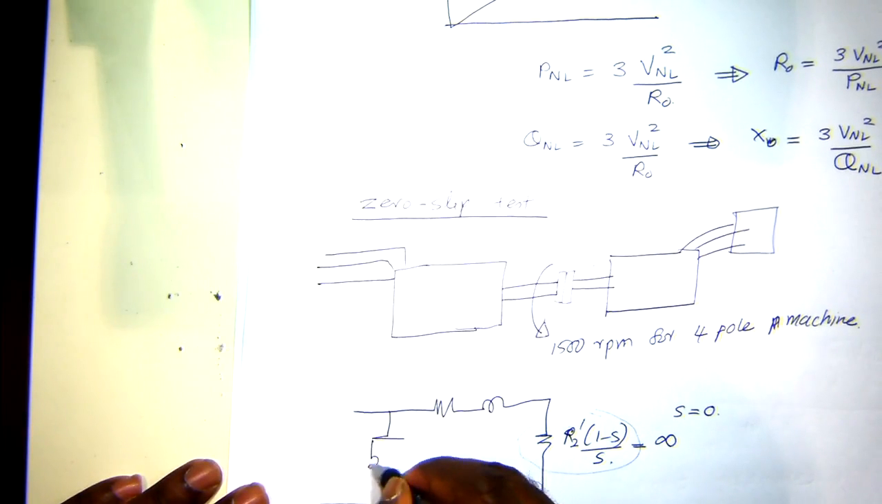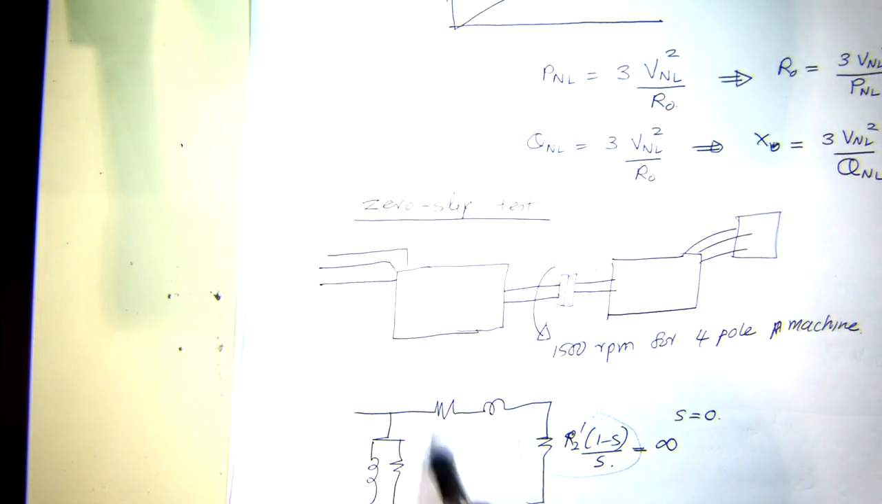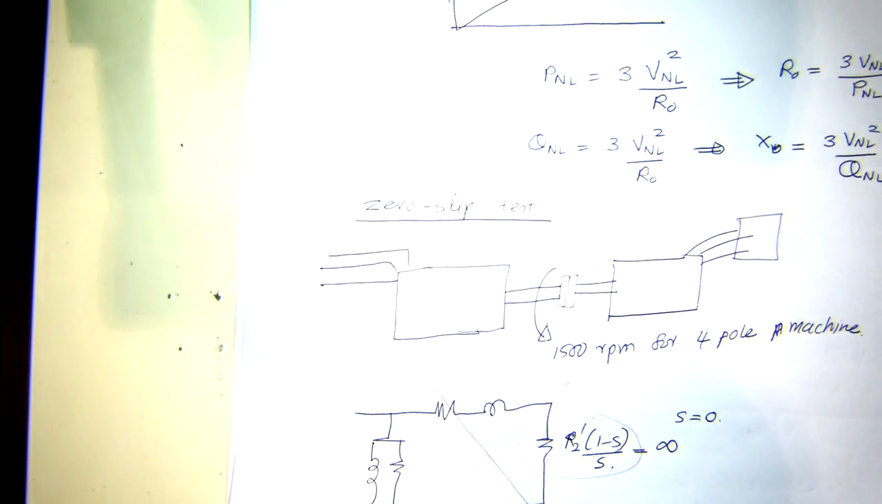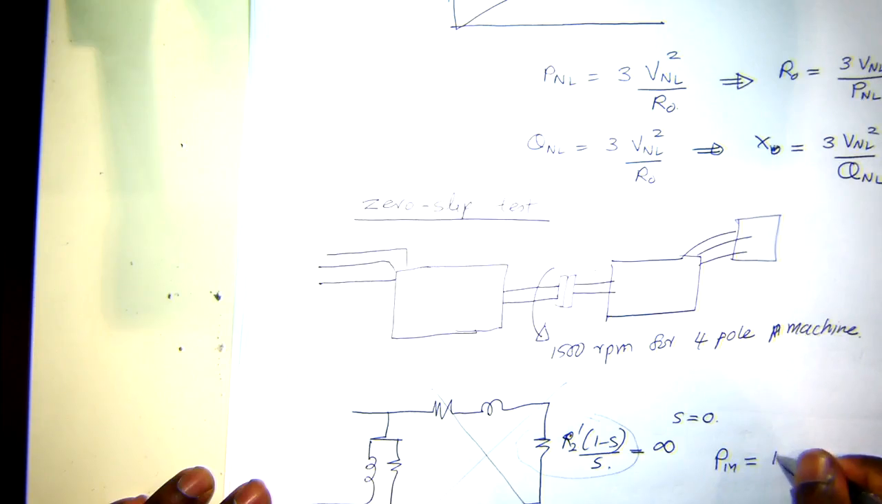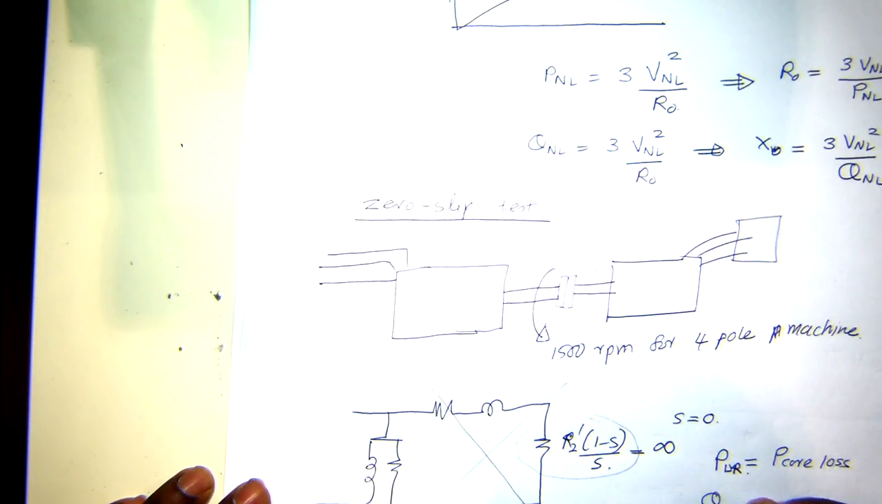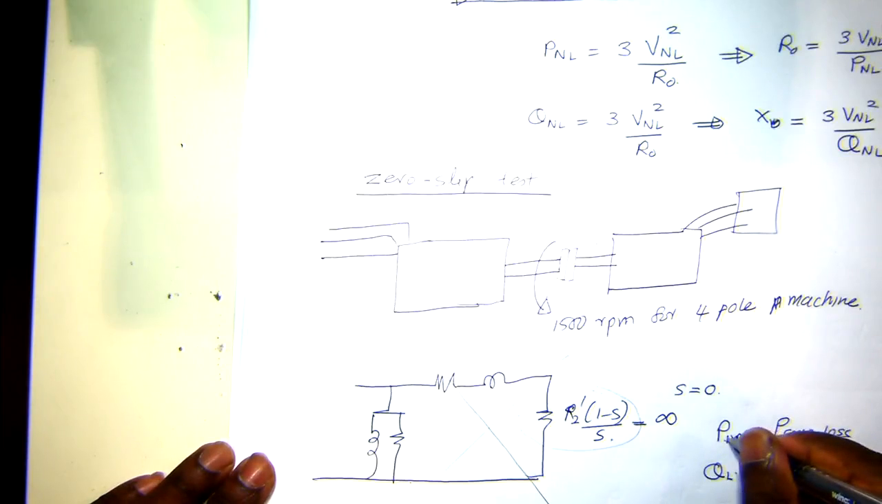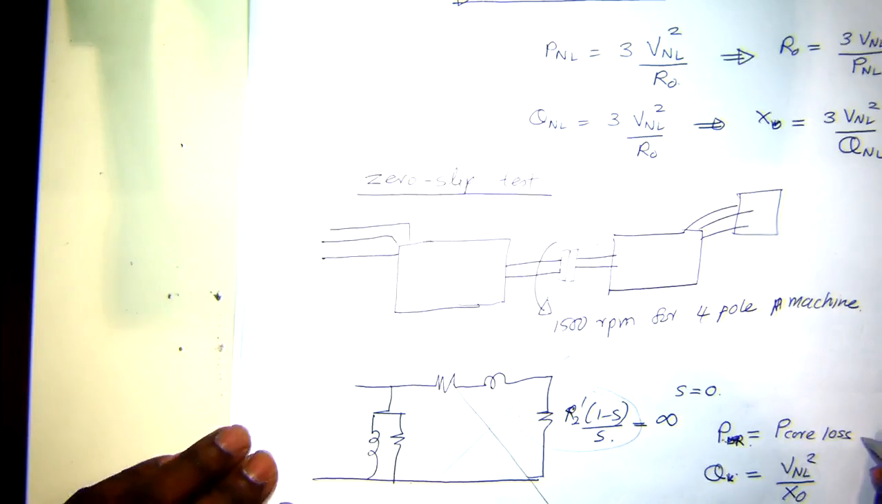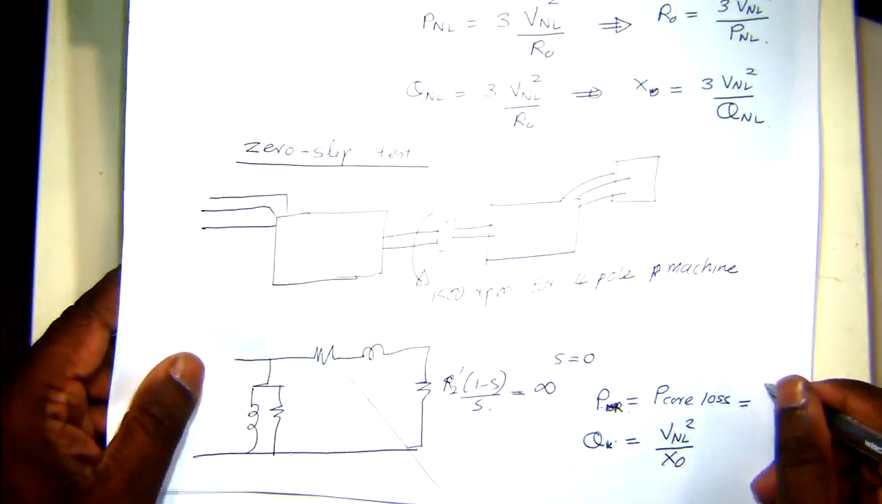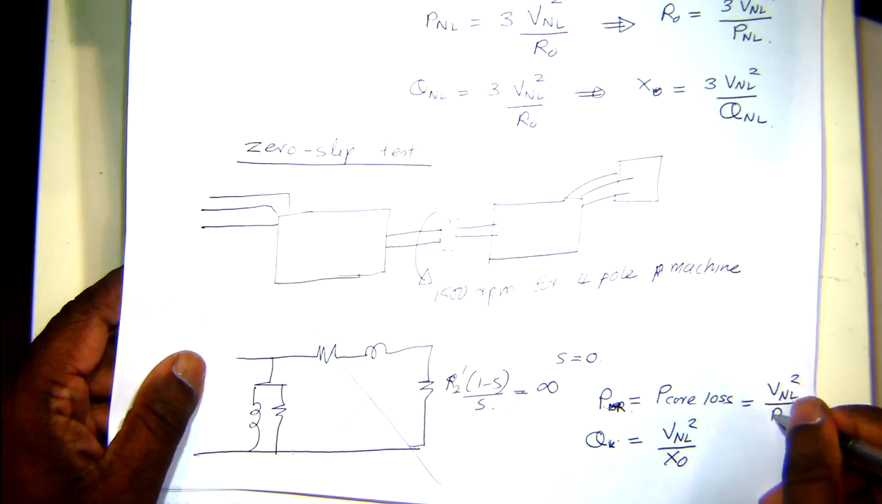So then you can assume that this whole branch is not there, it's open circuited. Then P in will be exactly the core losses. Let's say measured rotational losses, Q, zero slip test. P and Q will be: this is the core losses, and the reactive power will be V no load squared over X naught. This will be exactly V no load squared over R naught.